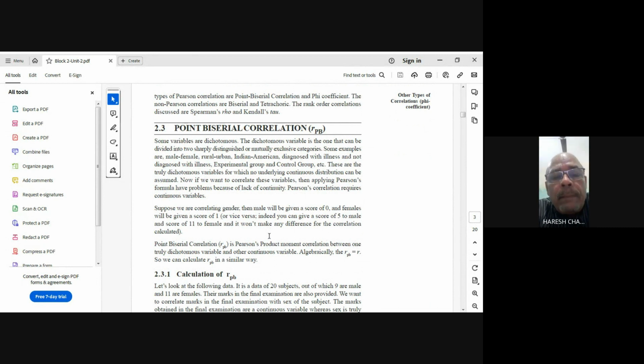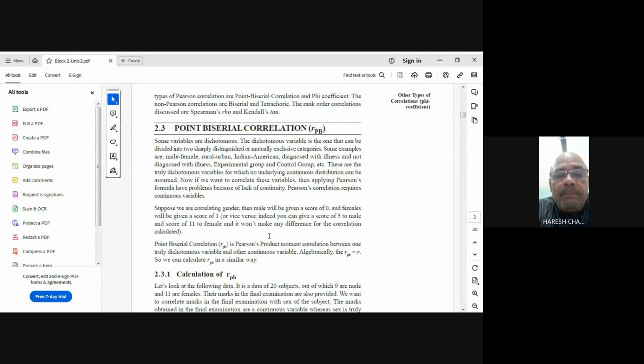You know, variables are not always continuous. There are variables in which you are interested which are dichotomous. Supposing you are interested in gender, and gender is a variable having a dichotomous nature, that is male, female. If you take male as 1 and female as 2, then it becomes a dichotomous variable. But sometimes you are also interested to know some relationship with respect to some variables and gender.